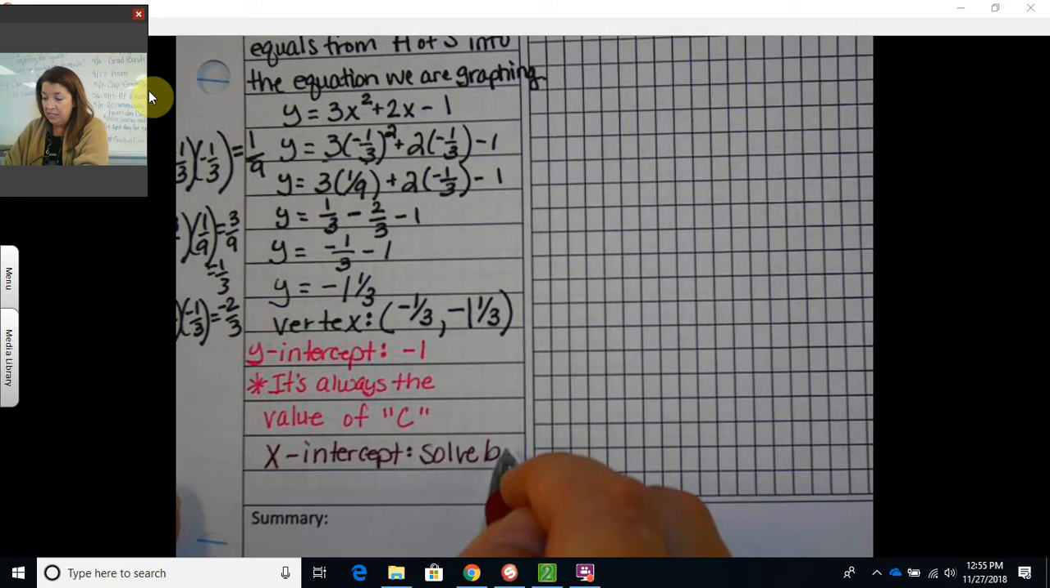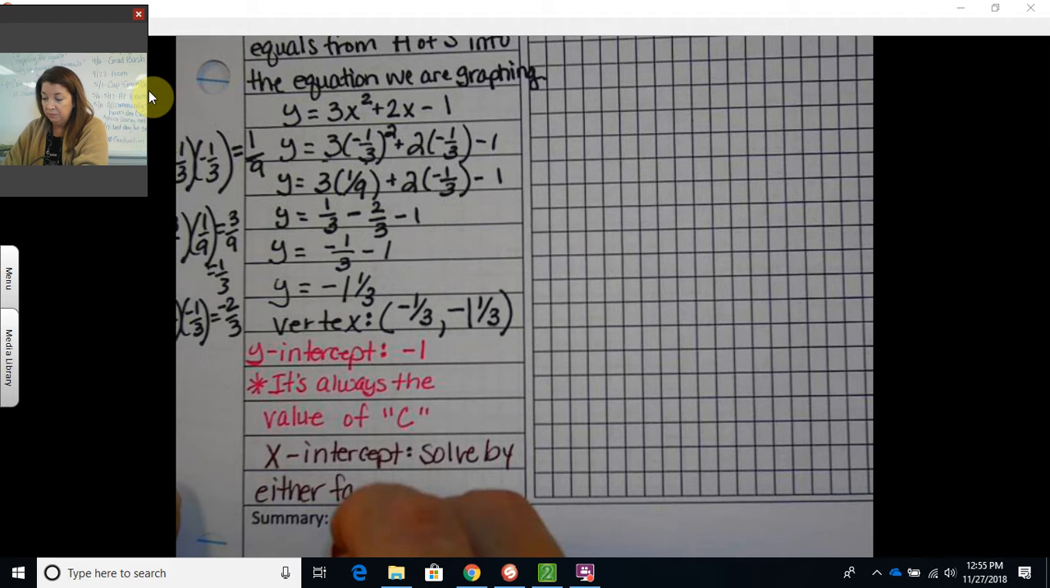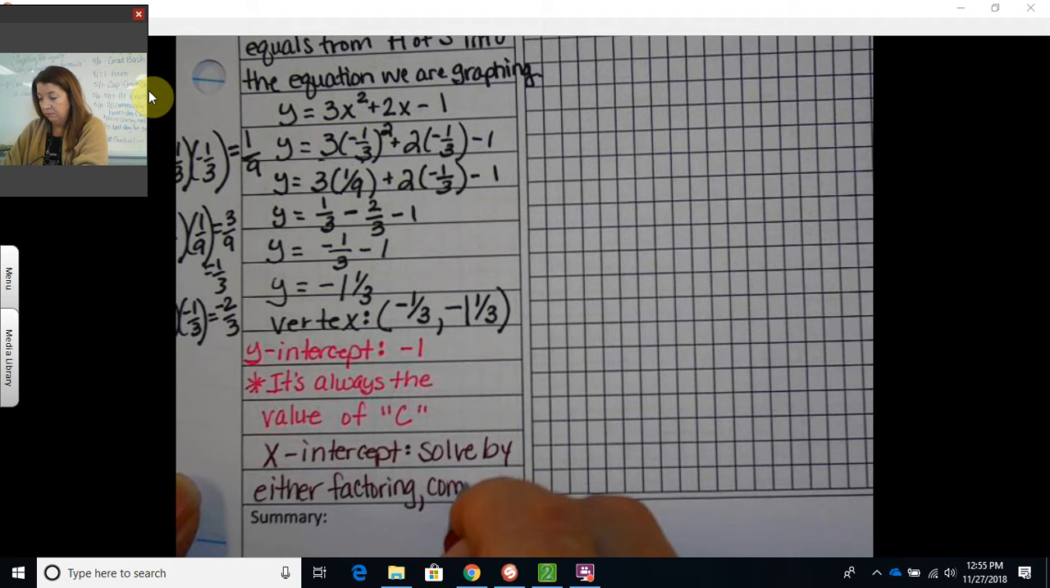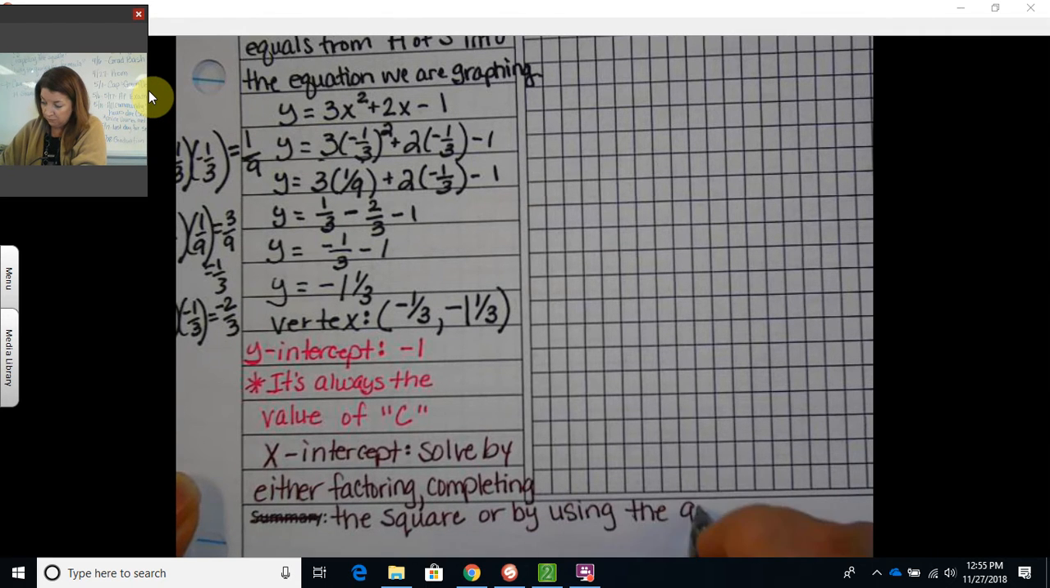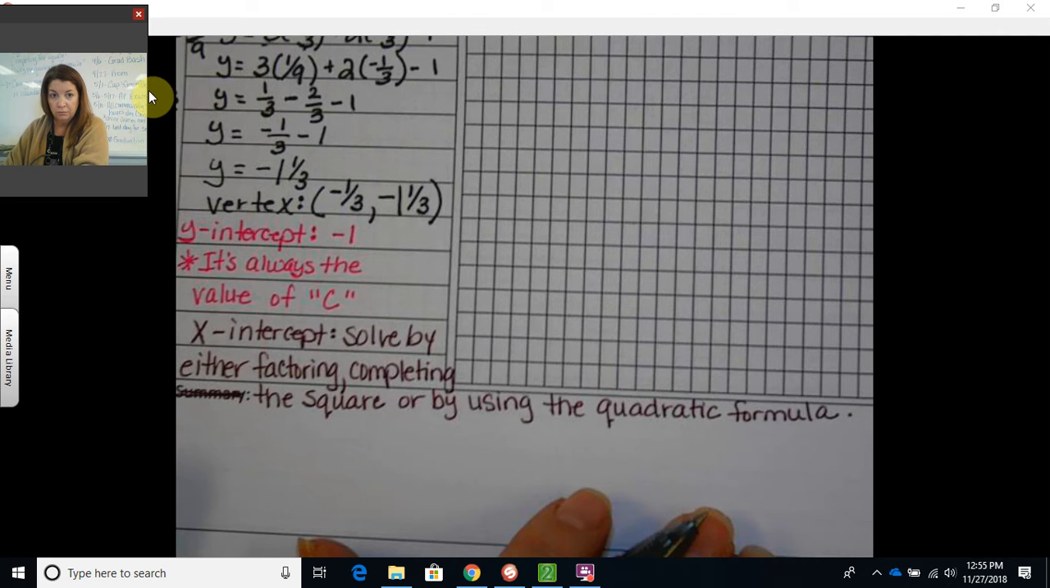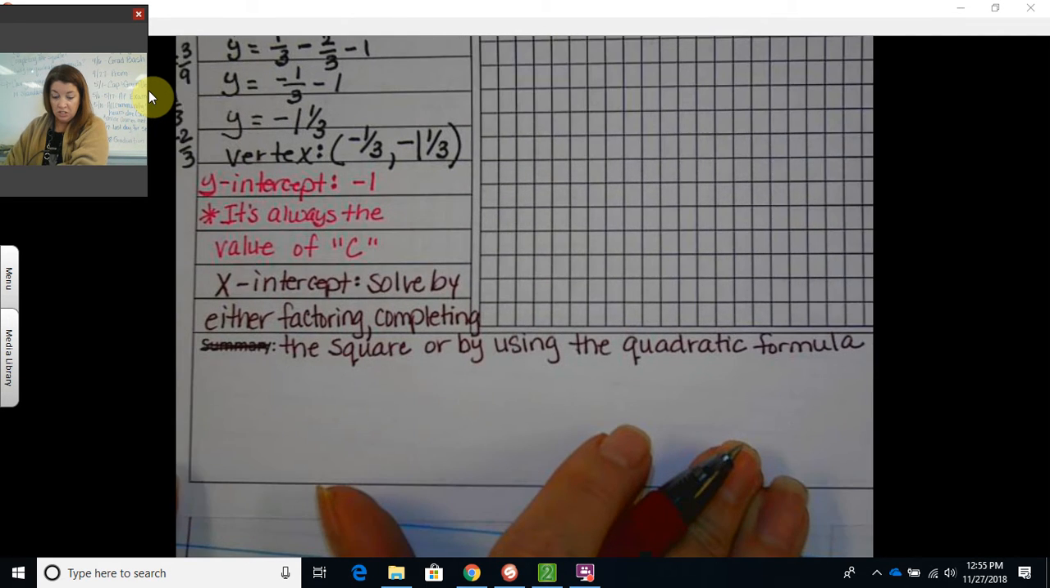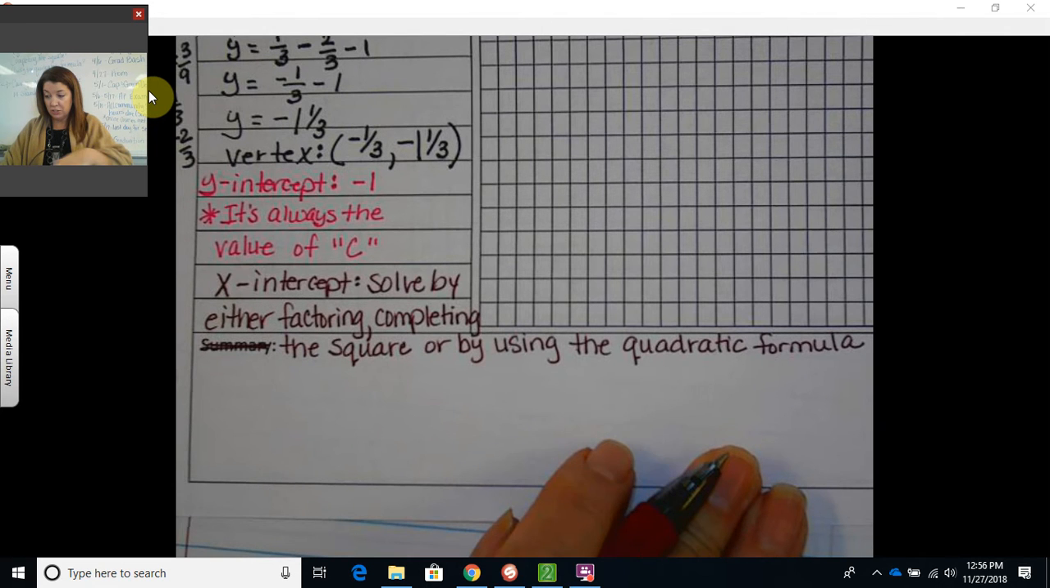by either factoring, completing the square, or by using the quadratic formula. So I'm going to try factoring first.